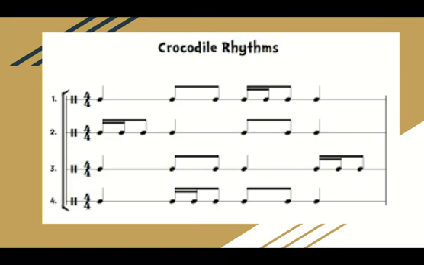This time, change it. Mrs. Gassessa is choosing line three. You choose something different. Four times. I'm on line three. One, two. Here you go. Ta, ti, ti, ta, crocodile.